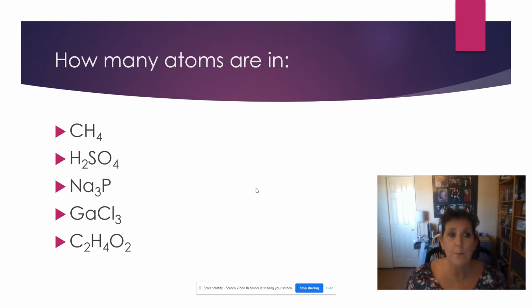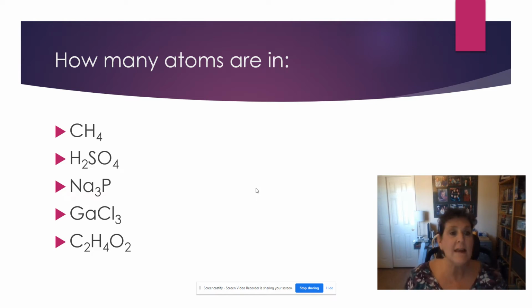What about Na3P? Now N and A, that's just one element, right? The lowercase a is not a different element. So it's not like there's an N and then there's an A. It's Na together. Capital letter with a lowercase letter is one element. So that's sodium, Na. There's 3 of them. Plus 1 P, phosphorus, makes a total of 4. If you said 4, you're right. Good job. 4 atoms in Na3P.